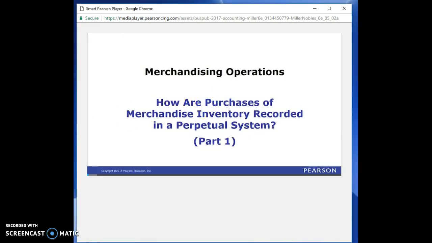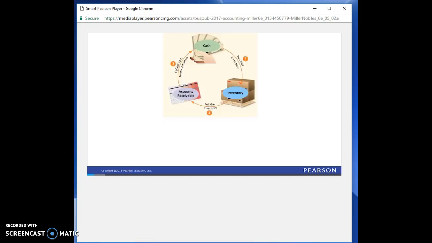Welcome to another lesson. This will start a three-part lesson on explaining how purchases of merchandise inventory are recorded in a perpetual inventory system. First, let's flash back to the merchandiser's operating cycle that we introduced in the previous lesson. In this three-part tutorial, we are only going to focus on step number 1, the purchase of inventory.